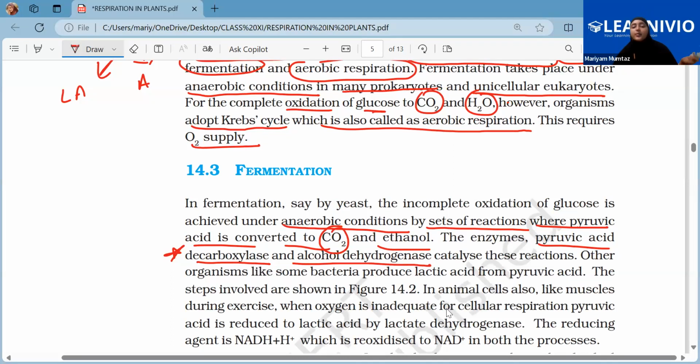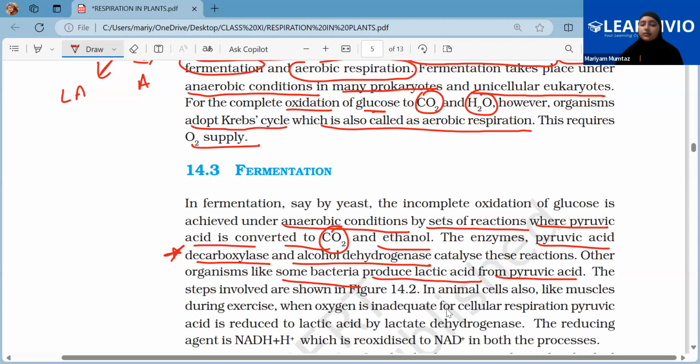They are helping in the process of fermentation, because as I told you, no reaction will take place without the help of enzymes. So for this fermentation process, which is an anaerobic process, at the end of which CO2 and ethanol are synthesized, the pyruvic acid decarboxylase and alcohol dehydrogenase are the two enzymes for the catalyst. Other organisms, like some bacteria, produce lactic acid from pyruvic acid.